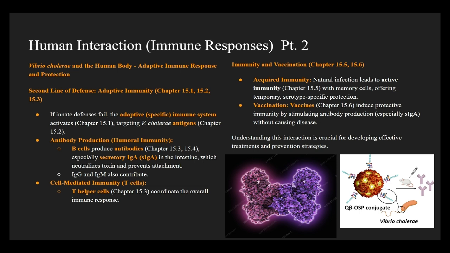Beyond initial defenses, adaptive immunity activates antibody production by B cells, especially secretory IgA, or SIgA, which neutralizes toxin and prevents attachment. T helper cells coordinate the response. Immunity and vaccination. Natural infection leads to temporary acquired immunity. Vaccination provides protective immunity without causing disease. Understanding this interaction is crucial for effective treatments and prevention.